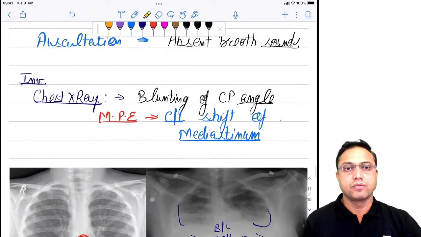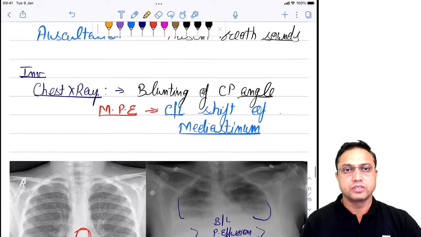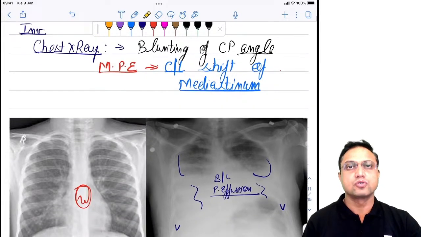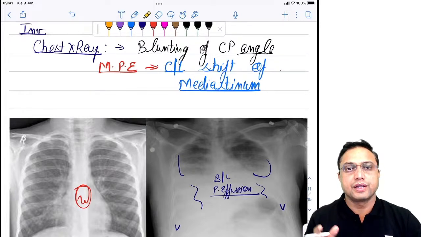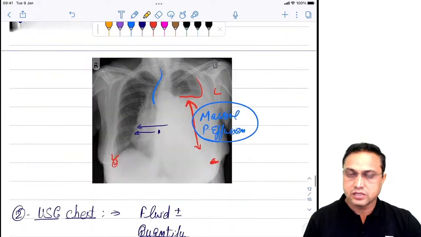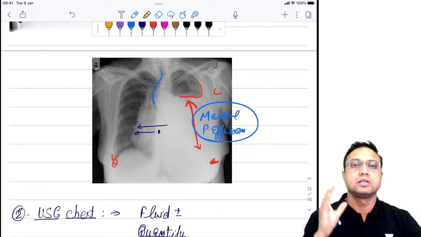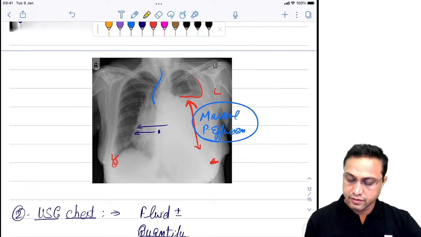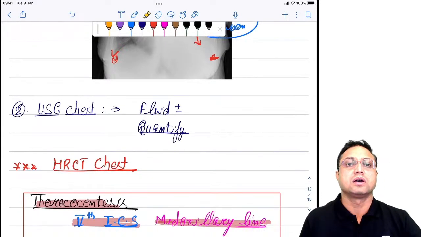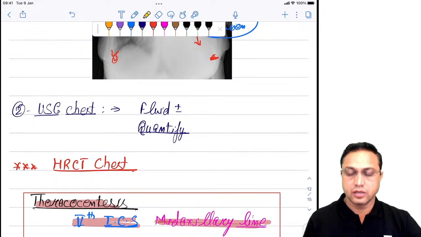Investigations: first of all, we are going to do a chest x-ray. On chest x-ray, we are going to find blunting of the costophrenic angles, right? And in massive pleural effusion, we can find a contralateral shift of the mediastinum, as we have discussed. You can also see the trail sign again. Then ultrasound chest, you can see the fluid clearly and quantify how much fluid is present.